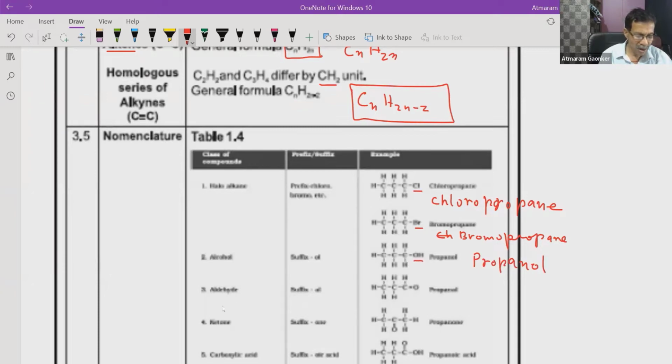Similarly, in the third case, we are having aldehydes. So here with C double bond O, and last is AL. So this can be named as propanal. And for ketone, it is ONE. So 3 carbons, I will write this as propanone.